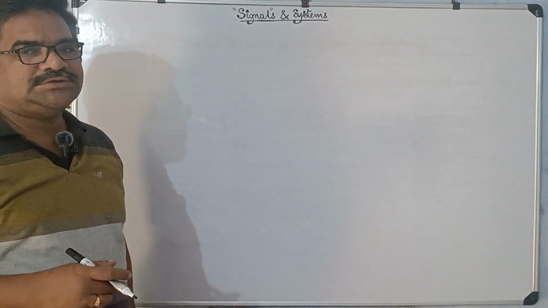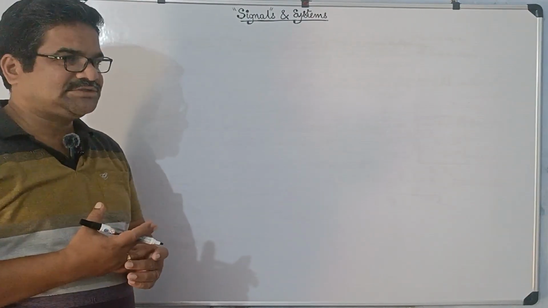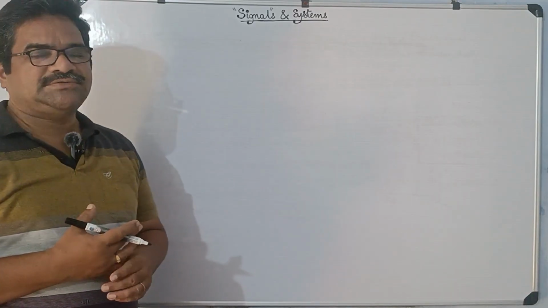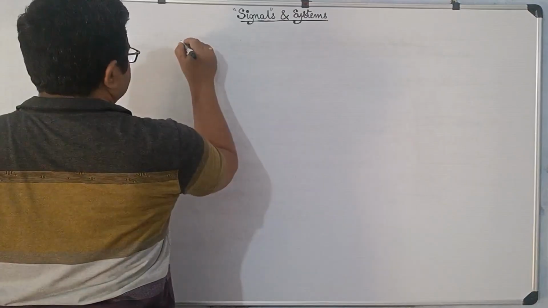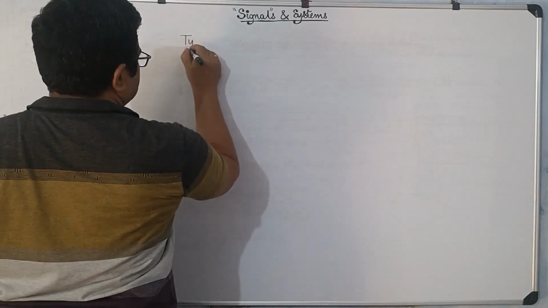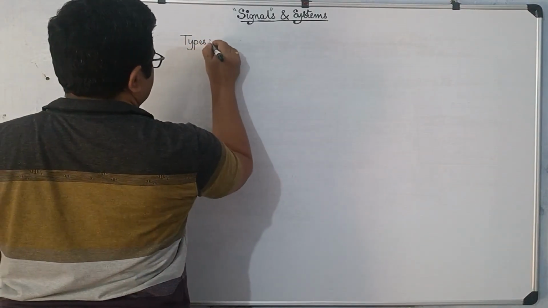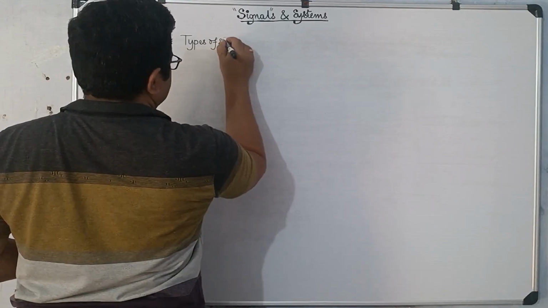Now that you understood what is a signal and what is a system, next we'll see what are the different types of signals. What are the different types of signals?